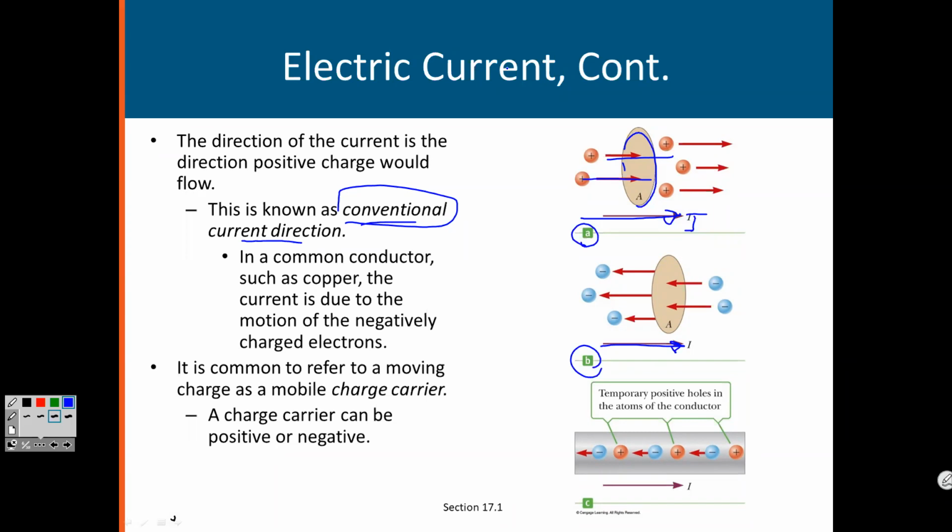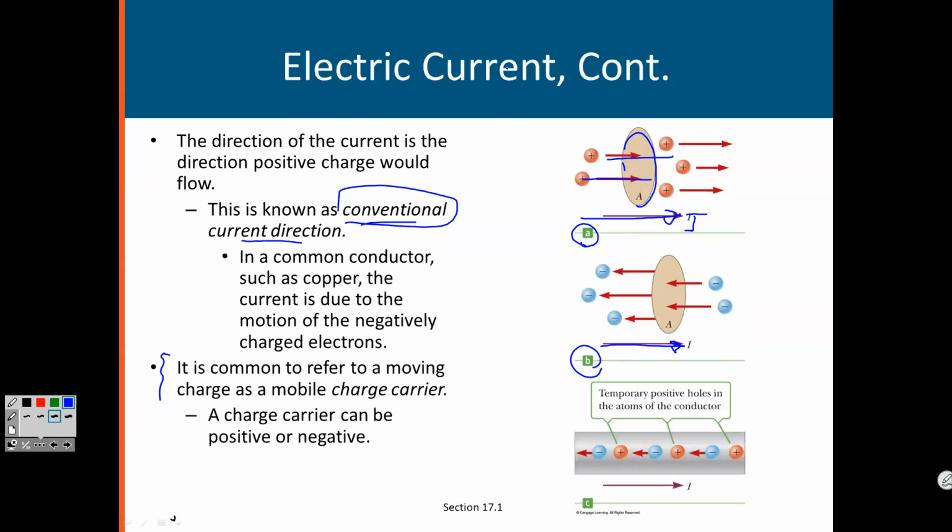So we got another thing that we define. It is a common practice to refer to the moving charges. In a conductor, like a metallic wire, like a copper wire, that's what we normally use in an electrical circuit. Copper is a conductor. When you apply an electric field via a battery or something, the current will flow because of charges moving through the conductor. Now, I have a question for you.